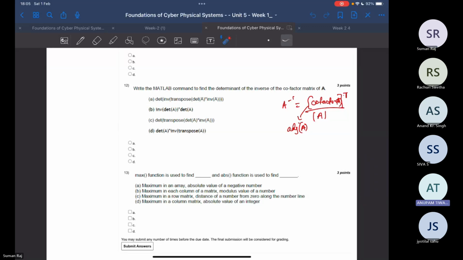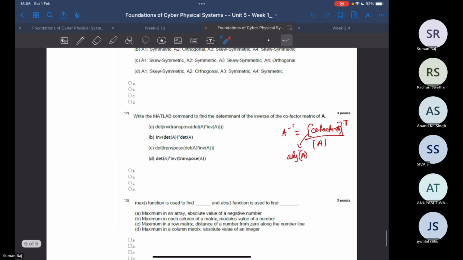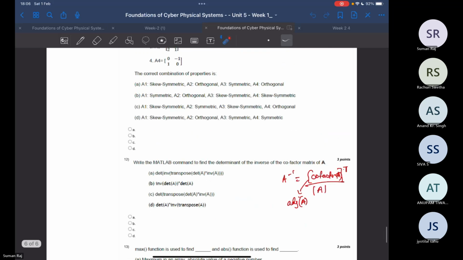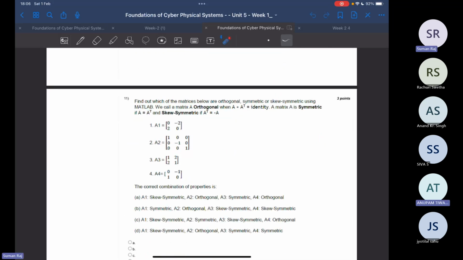Can you scroll down, ma'am? You mean this is the last? You mean scrolling up? The 11th question. Okay, the 11th question, I have two answers correct. Let me check. So this is find out which all matrices.